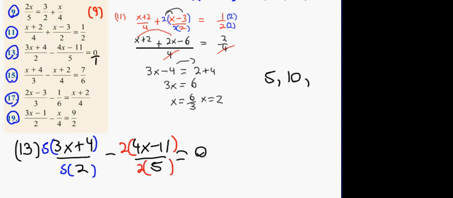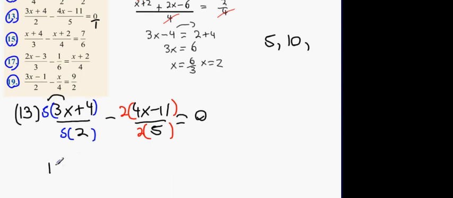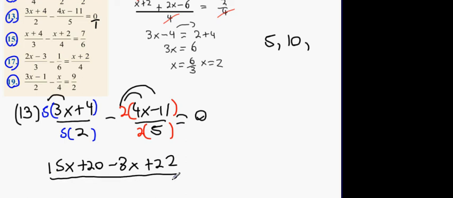Now, let's see what happens here. 5 times 3x, 15x, and plus 20. Minus 2 multiplied by 4x plus 11, so minus 8x plus 22. It's okay. All over 10. All over 10. Okay. That equals 0.